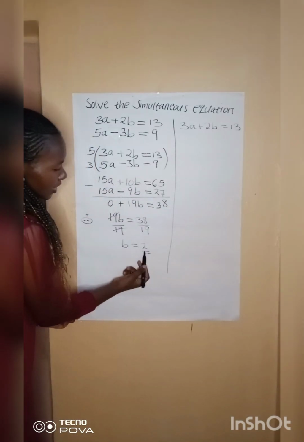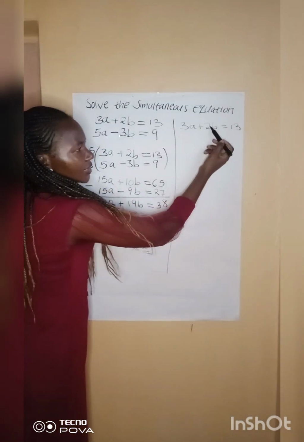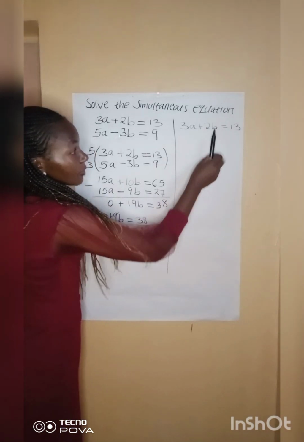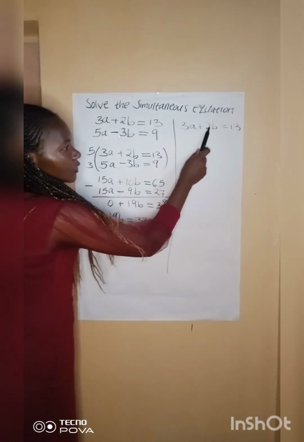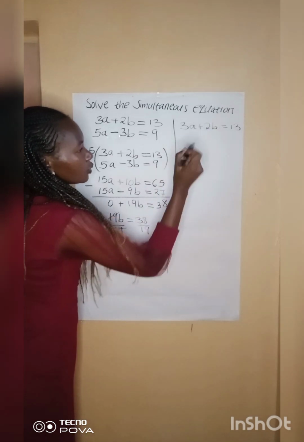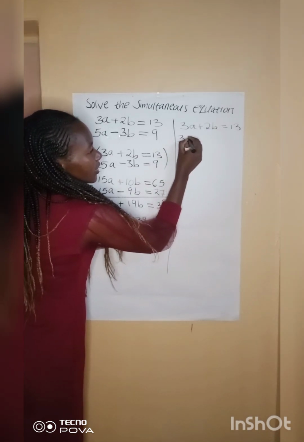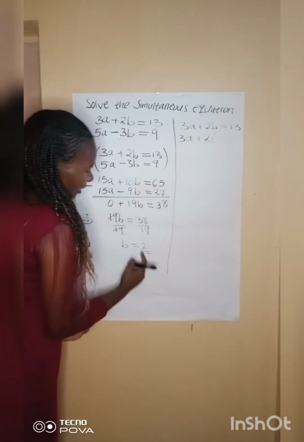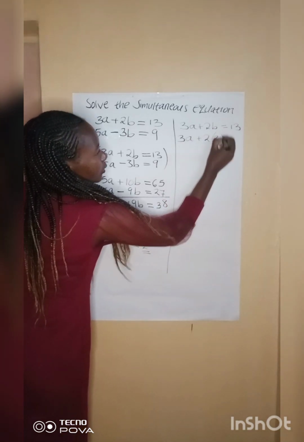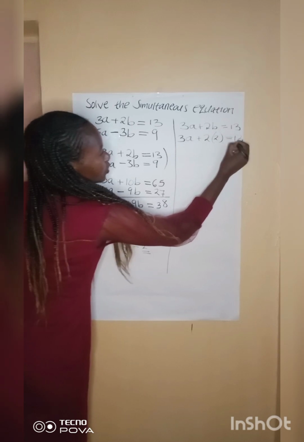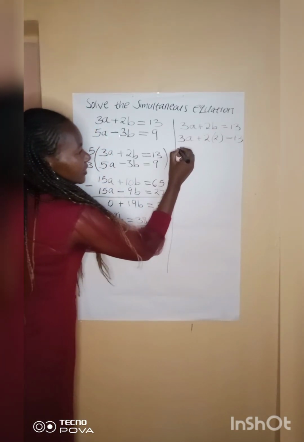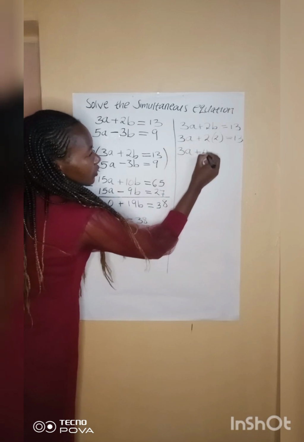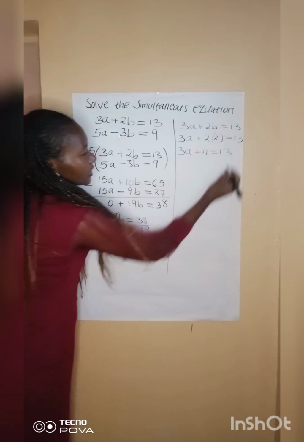Now, where there is b, we put 2. Remember, this one is the same as 2 times b. So when we replace b with 2, this one will become 2 times 2. So we are going to have 3a plus 2 multiplied by b, which is 2, equivalent to 13. This is 3a plus 2 times 2 is 4 equals 13.